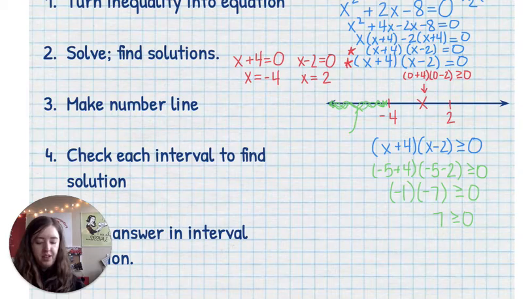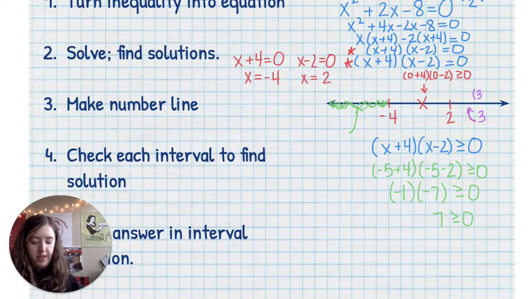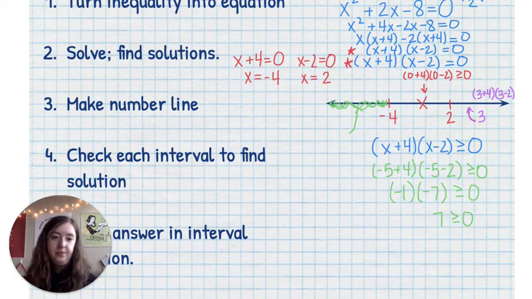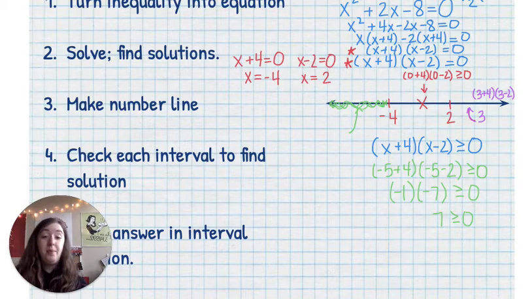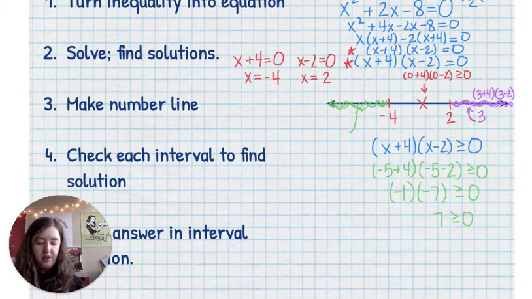Then we'll plug in something over here to the right of 2. Maybe we want to plug in 3. So we'll take 3 plus 4 times 3 minus 2. So 3 plus 4 is 7. 3 minus 2 is 1. 7 times 1 is 7, and that's positive. And a positive number is greater than or equal to 0. So this over here is also going to be part of my solution.